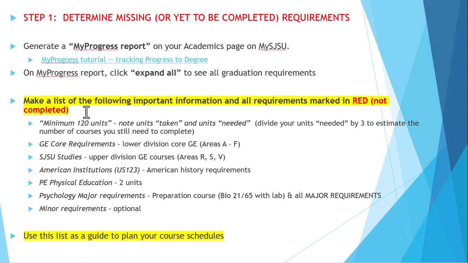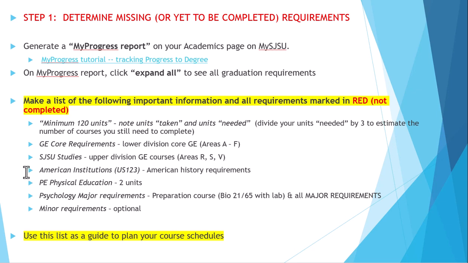Okay. In addition to the unit requirement, you should also note any missing lower division GE requirement. Those are the core GE areas, areas A through F. Anything missing there, write it down. You'll also need to complete upper division GE requirements. Those are the SJSU Studies courses. You need to take one course from each of the areas. There are 3 areas, R, S, and V. You need to take one class from each area.